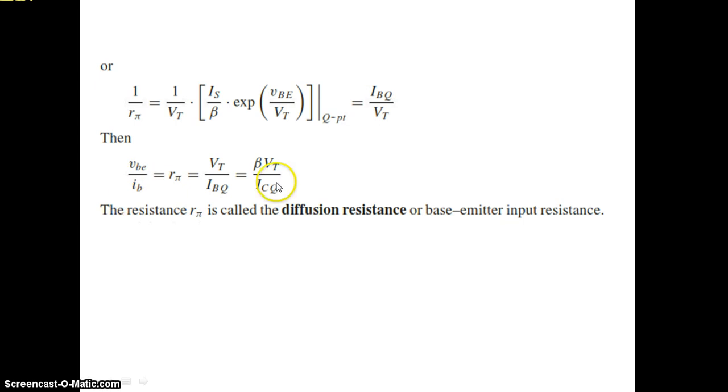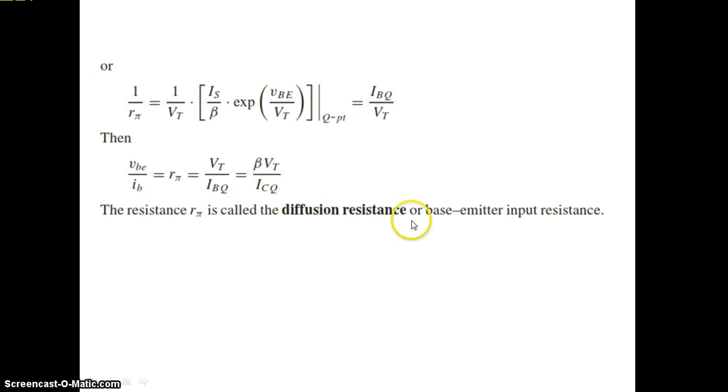So the relationship we have derived is that R pi, the small signal resistance, is given by VT by IBQ, where VT is a thermal voltage given by 26 millivolt. In terms of ICQ, since IC equal to beta times IB, so IB equal to IC by beta, it can be replaced by beta VT by ICQ.